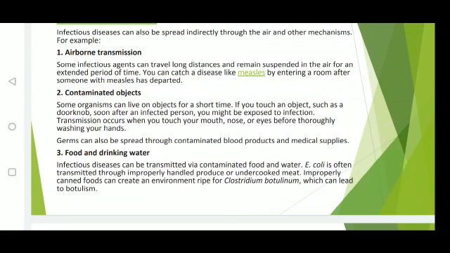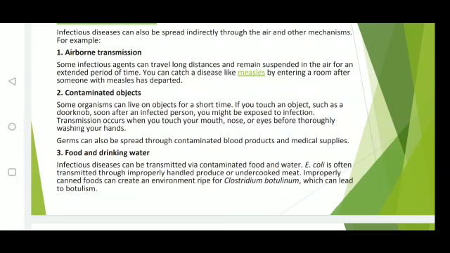Okay, so that is one of the modes of transmission, with the help of a contaminated object. The infected person touches the object and this object is contaminated. So this contaminated object is touched by a non-infected person, and it can transfer the bacteria or virus to the non-infected person.